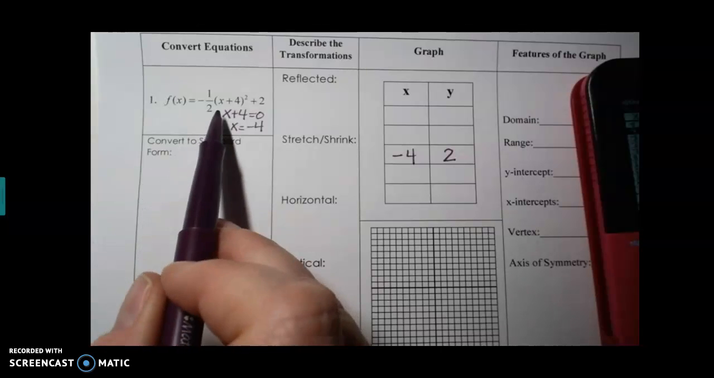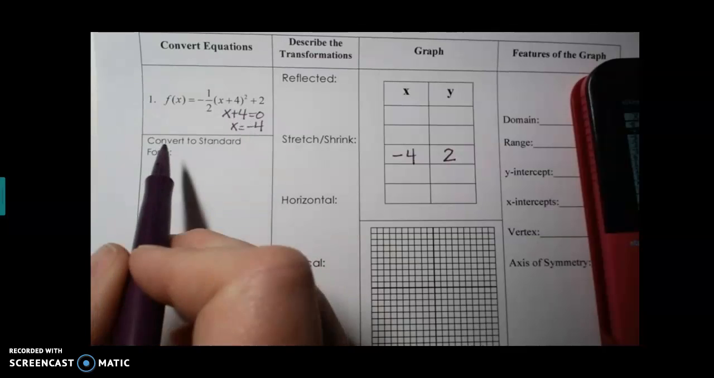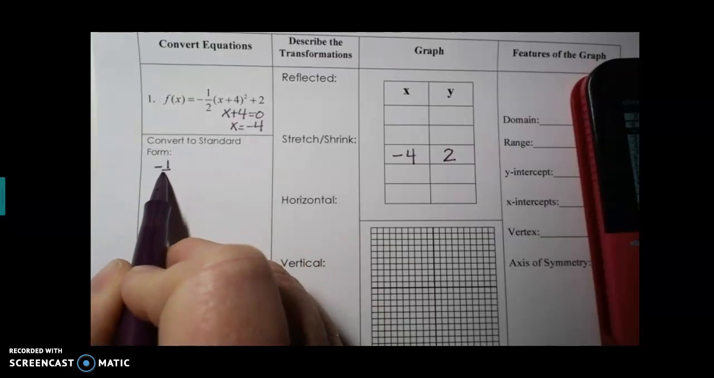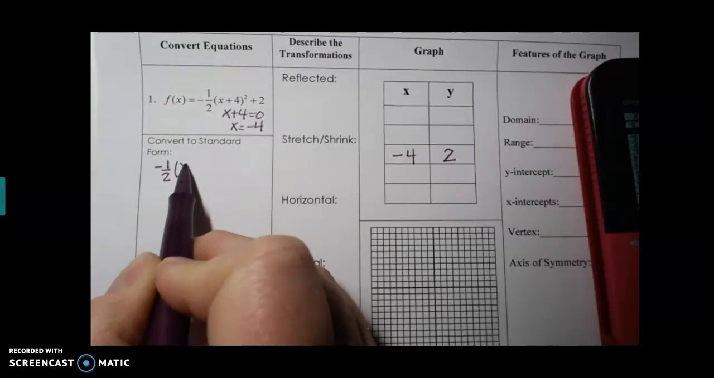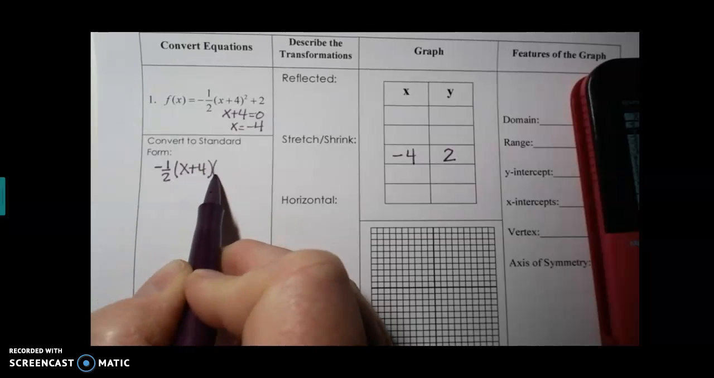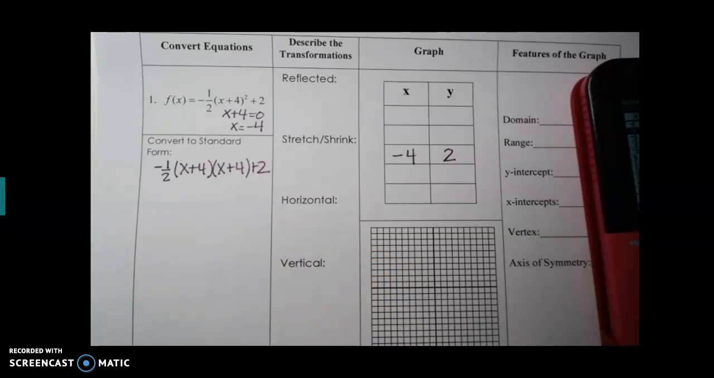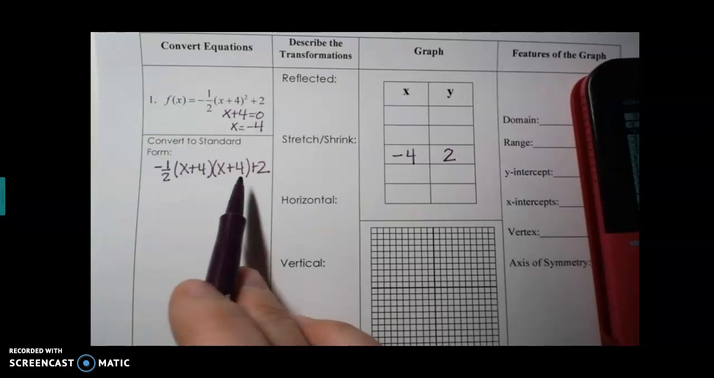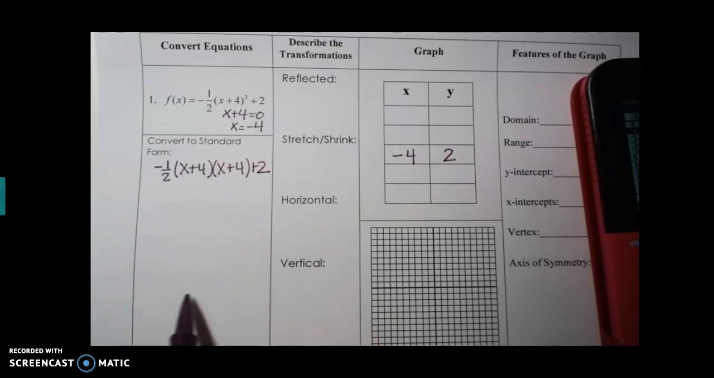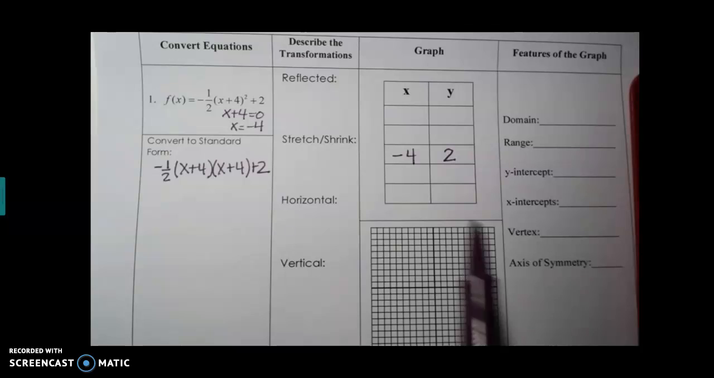Talking about converting it, really when it's in vertex form, remember you're just taking and you're writing it all the way out: x plus 4 times x plus 4 plus 2. And then you're going to use your order of operations, distribute and combine like terms, and you'll end up with this in standard form. The transformations, that's the one we really want to look at.